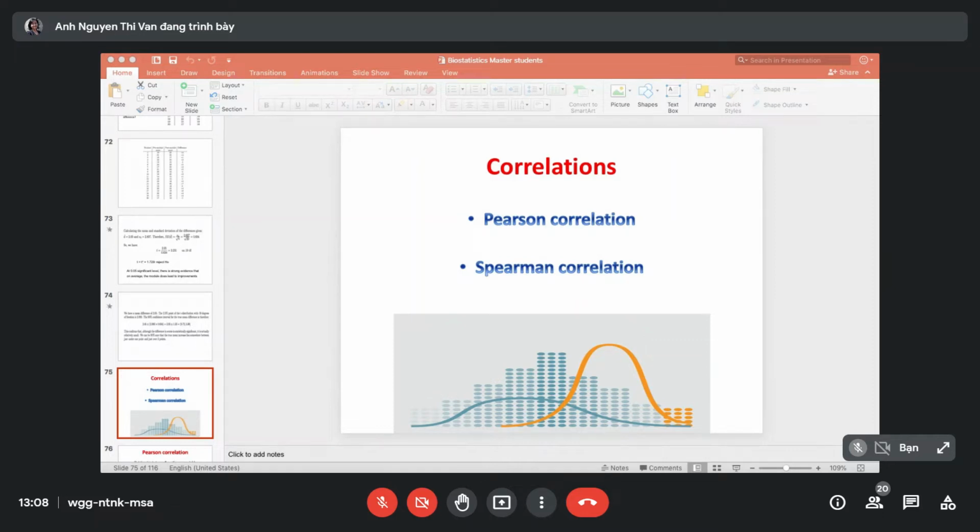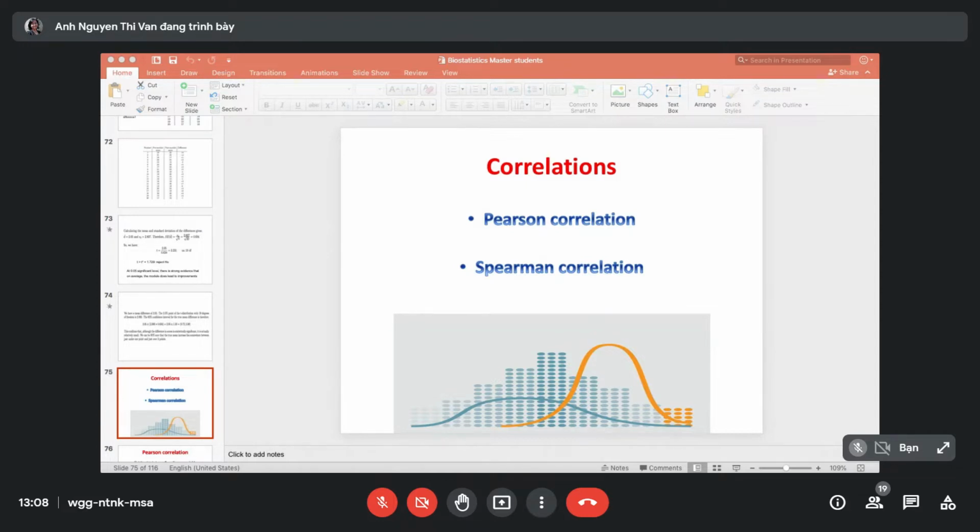Pearson and Spearman, when can we use the Pearson correlation test? The Pearson correlation test is a parametric test. We apply this test when we want to know the linear relationship between two variables.